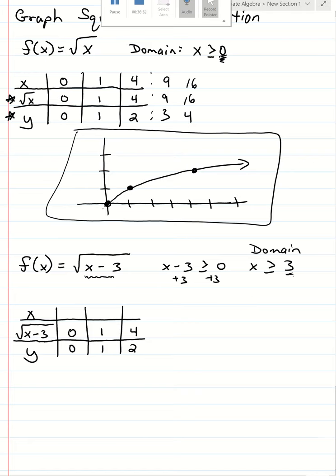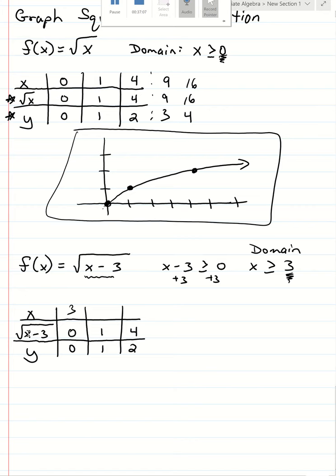Well, the answer is right here. 3 is the first number that I'm going to use, because if I plug it in, 3 minus 3 would give me 0. And when you take the square root of 0, we get 0.